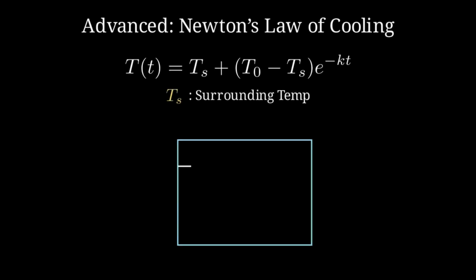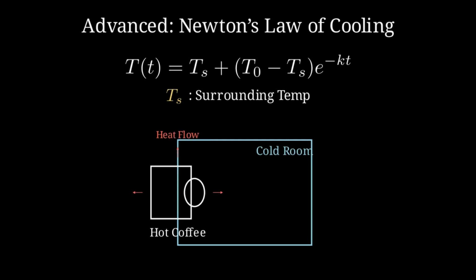This is still exponential decay, but the value decays toward a floor, the surrounding temperature, rather than 0. The difference between the object's temperature and the room's temperature follows the exact same calculus rules we just discussed, showing the versatility of the model.